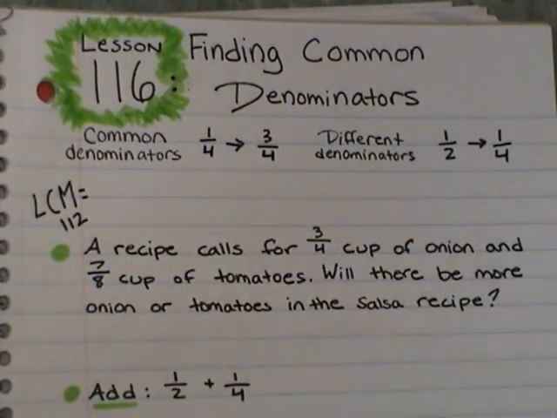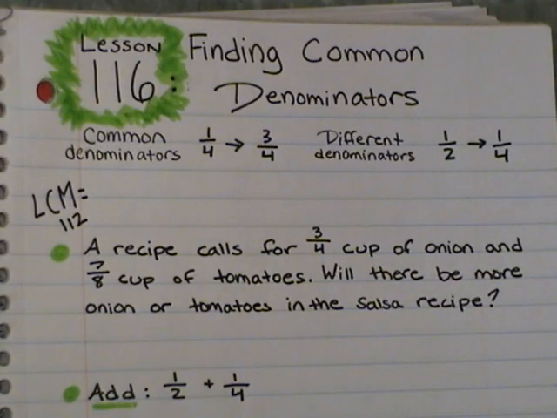So look at different denominators. I have 1/2 and 1/4. You cannot add those together. You cannot subtract those. You cannot compare those. You could multiply them, but when we're adding, we can't add a half of a pie to a pie that's cut into a fourth. That just doesn't work. In order to add and subtract, we're going to have to make sure that they have the same denominator.